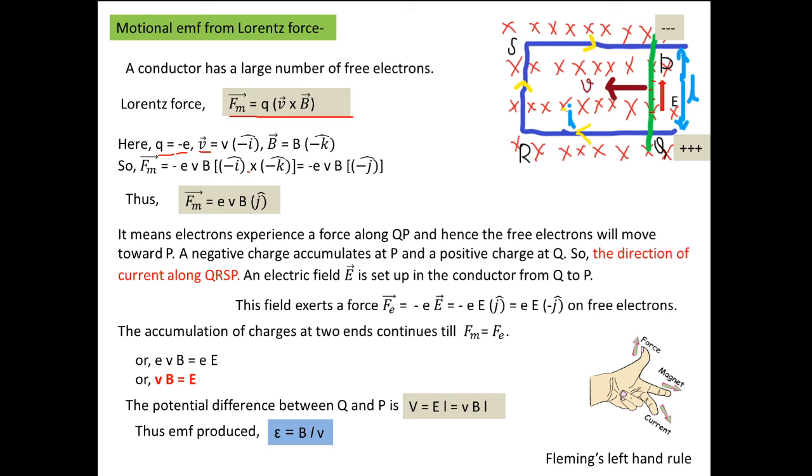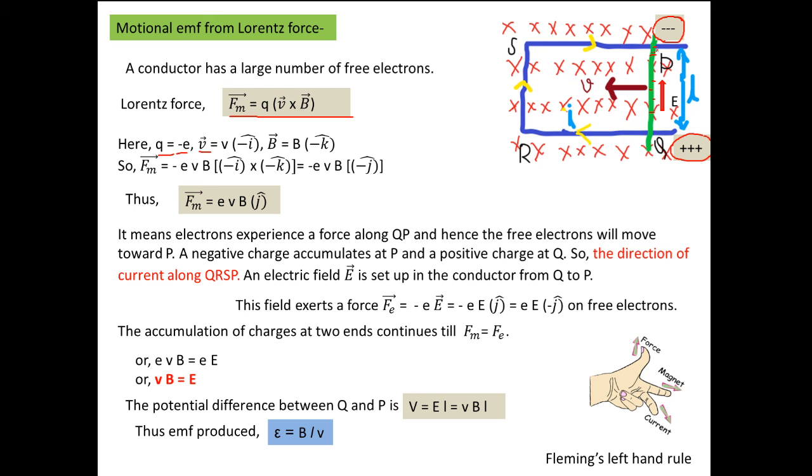Now what will be the Lorentz force? The magnetic force will be minus e v B minus j cap. So the magnetic force on the electron will be along the j cap direction. So what happens? The electrons will come to this end, so this end will be more negative. When this end is more negative, obviously the Q end will be positive polarity.